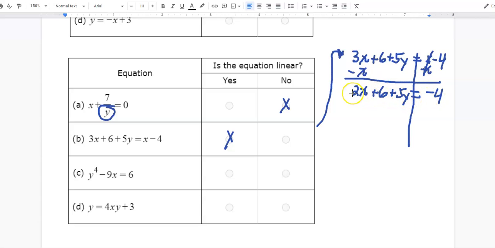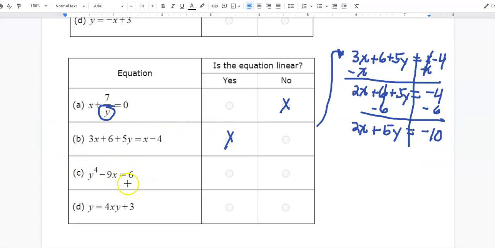Okay. Now I've got my x over here, I've got my y over here, but I also have this 6 here. I need to have all my constants over here. I only have an x term over here and a y term over here, so I'm going to get rid of that 6 by subtracting 6 from both sides. That's going to go away over here. That leaves me with 2x plus 5y equals negative 4 minus 6, which is negative 10. Fantastic. So now I have my standard form of this linear equation here.